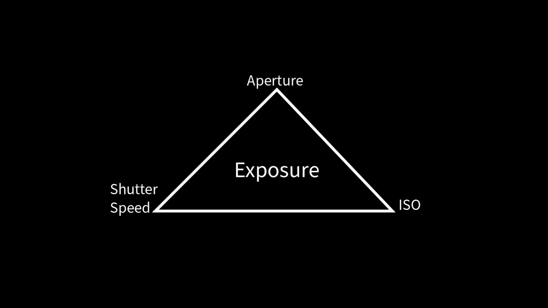Summary. So, to summarize, today we discussed the three elements of exposure. These work together to create proper exposure. You will likely be using a combination of aperture, shutter speed, and ISO to properly expose your image. Keep in mind the trade-offs of each of these elements.